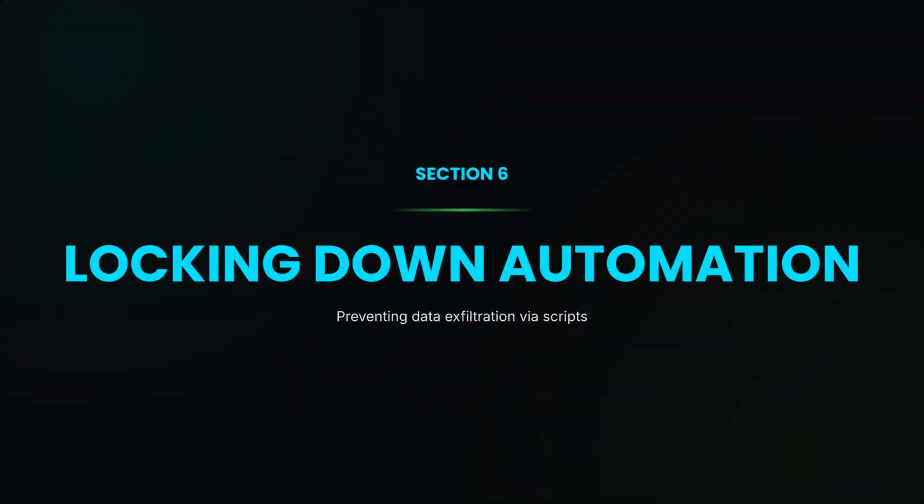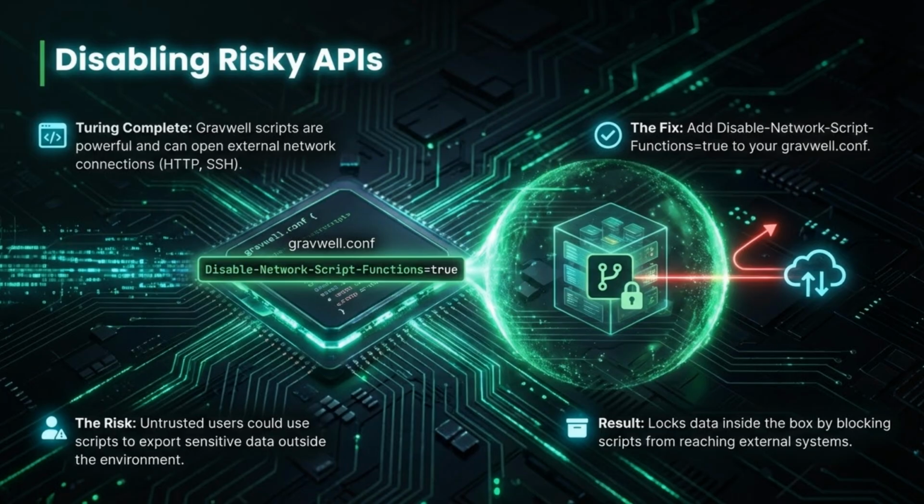Section 6 addresses locking down automation and focuses on preventing data exfiltration via scripts and automated processes. Carefully audit and restrict the permissions of any automated scripts that interact with Gravwell data, especially those related to exporting or generating reports, to minimize data leakage risks.